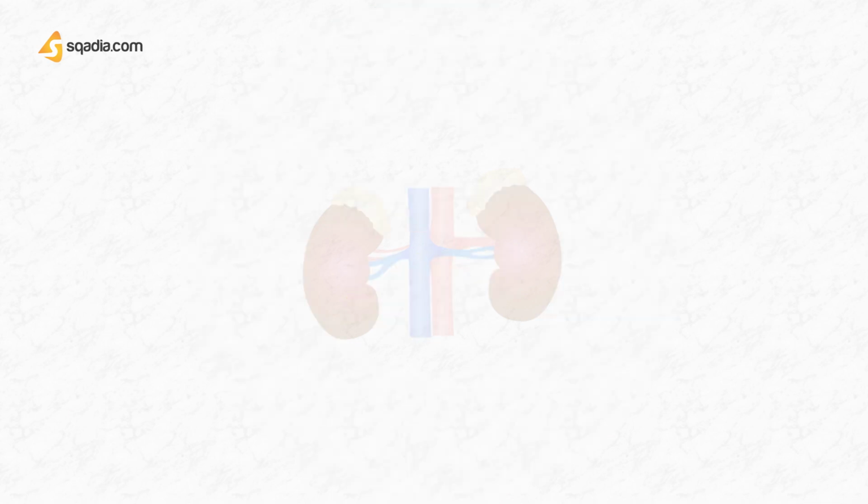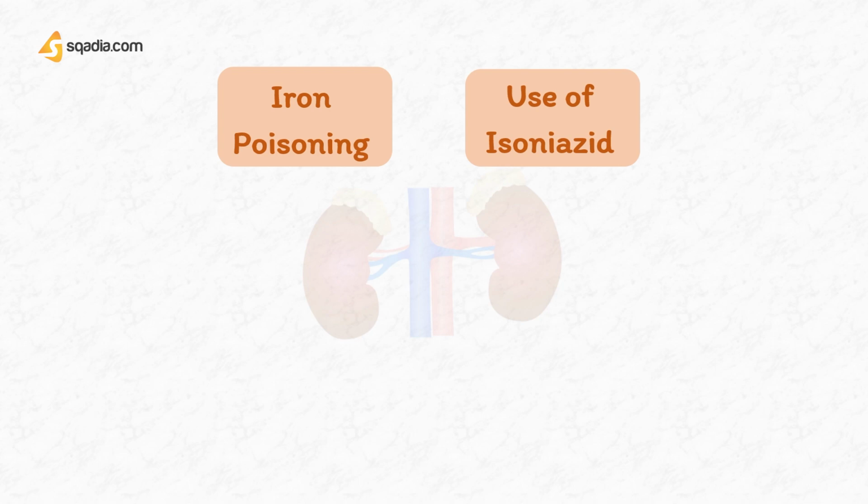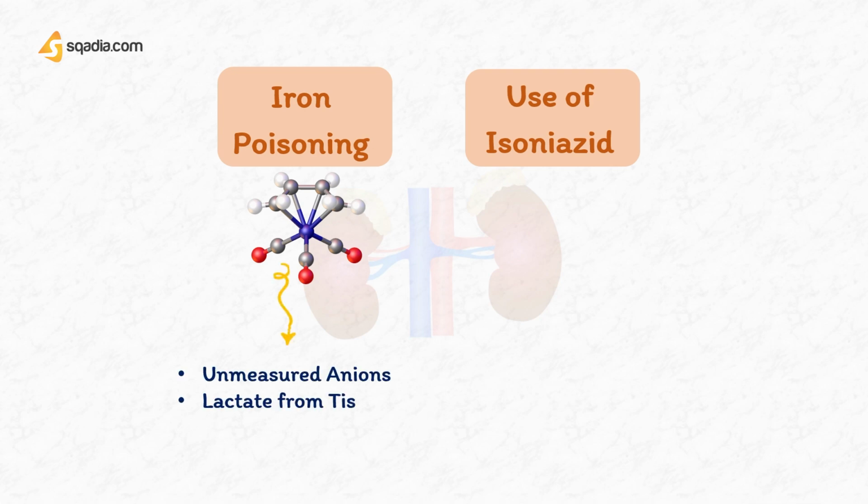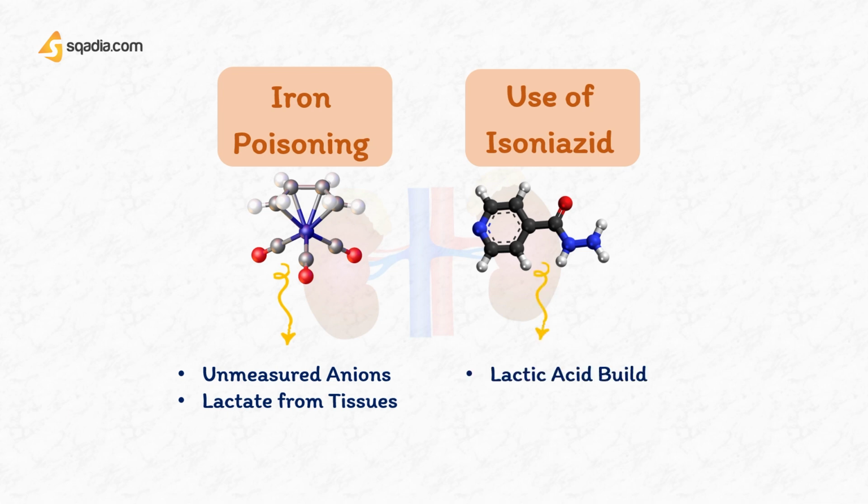Some other causes that may come up in your exams include iron poisoning and the use of isoniazid. Iron poisoning. The reason you get an anion gap metabolic acidosis is from the ferric ions, which are unmeasured anions, and also lactate from the hypoperfusion of the tissues. Isoniazid is an anti-tuberculosis medication, and an acute overdose can cause seizures, which may cause lactic acid buildup because of the anaerobic metabolism of the muscles.